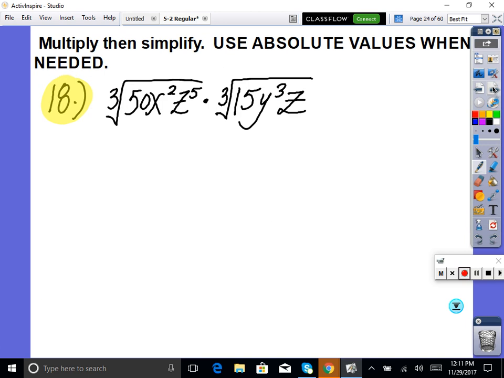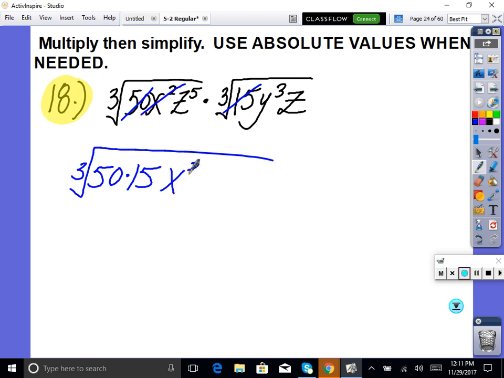Okay, let's do 18. So you look at this one and you'd say, okay, they're both cube roots, so let's put them under the same cube root. We have a 50 times 15. I'm going to leave them apart because I'm going to break them apart anyways. I have an x squared, no other x's. I have a z to the 5th and a z, so that'll be z to the 6th. And then it looks like I have a y cubed. Now we're pulling out groups of 3. Let's break these down.